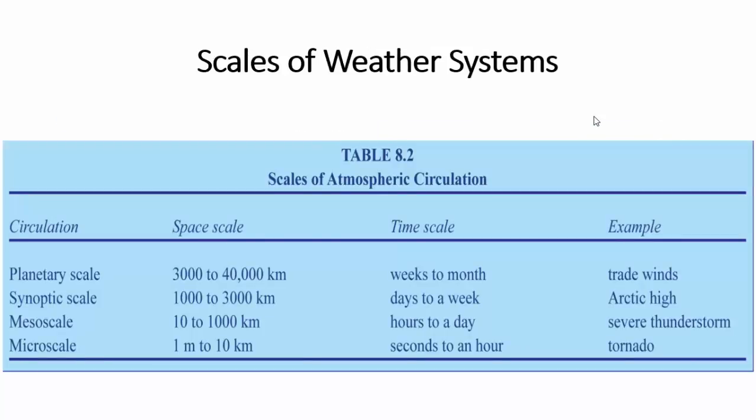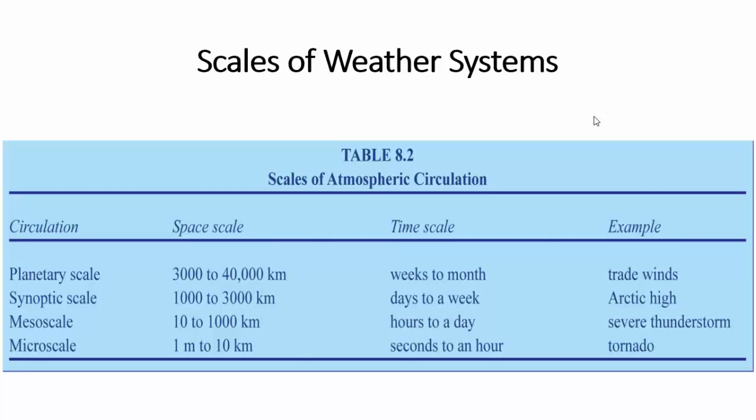This Chapter 8 refers to scales of weather systems, and you're going to see some of this terminology throughout. If we start with the planetary scale, very large scale in terms of space and time, this could actually be the size of the planet. So we could refer to weather systems the size of the planet. The time scale on something like that is weeks to a month. One example that's given there is trade winds. The trade winds circle the Earth, so that would be a planetary scale meteorological phenomenon.